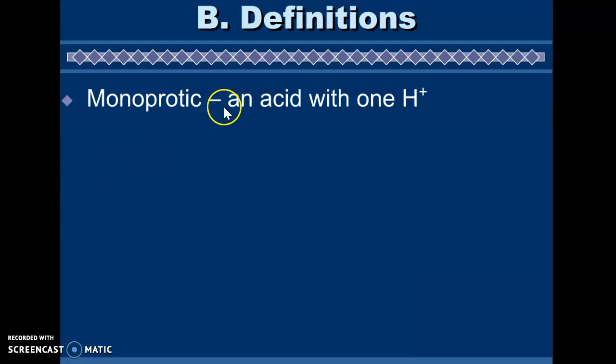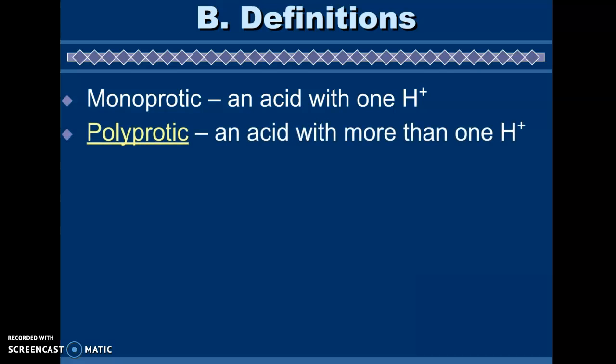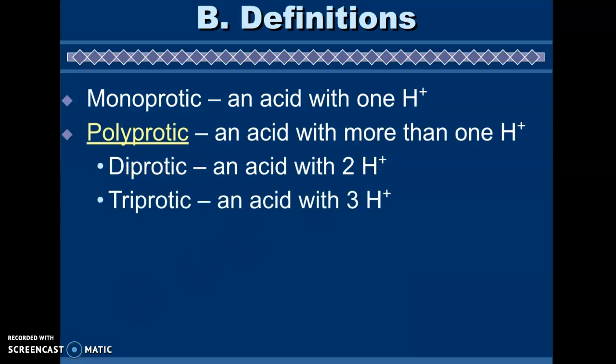Okay, so monoprotic, again, just means an acid with only one proton on it. A polyprotic acid is an acid that has more than one proton. Could have two, could have three. Specifically, if you say diprotic, it means it has two protons. Triprotic means it has three protons. And so here are some examples.